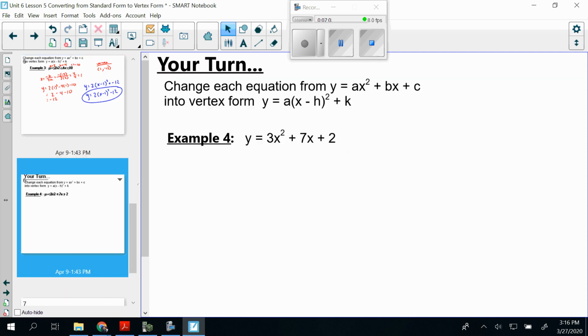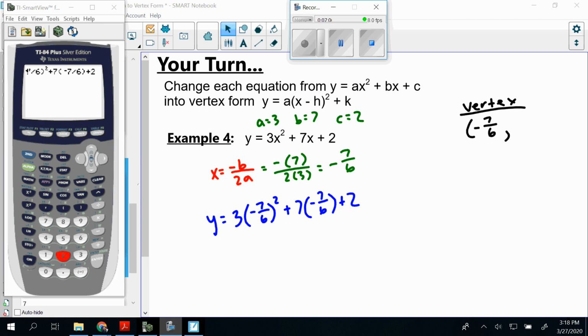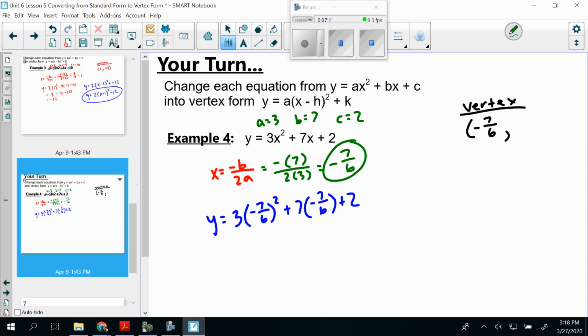All right, for this last one, why don't you pause the video, try this one out on your own, and we'll check it. All right, let's see what you got. You got a of 3, b of 7, c of 2. Putting that into our opposite of b over 2a equation means you're going to get negative 7/6 as your x value. Plug that back in for all the x's now into your equation, and it should look like what we got here.